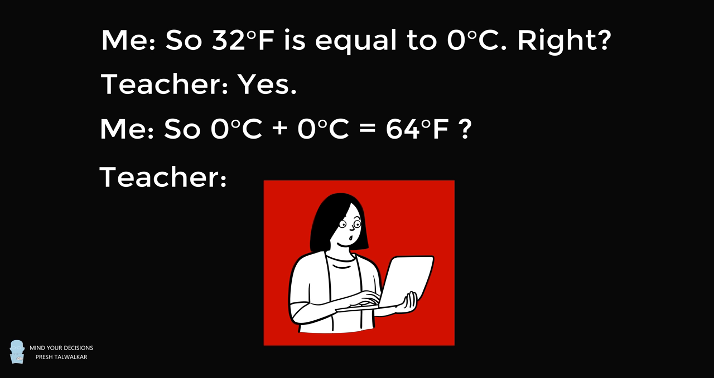We start out with the correct equation, but when we seemingly add equivalent things to both sides of the equation, we end up with a nonsensical result that 0 degrees C plus 0 degrees C is equal to 64 degrees F. We know that can't be true. So what is going on here?